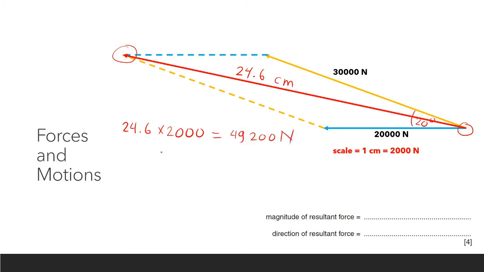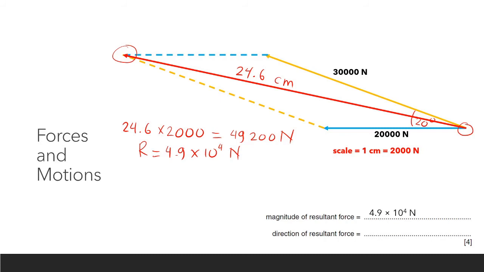We have to keep the answer in two significant figures. So we have to round this off into 4.9 times 10 to the power of 4 Newton. That's the answer for magnitude of resultant force.